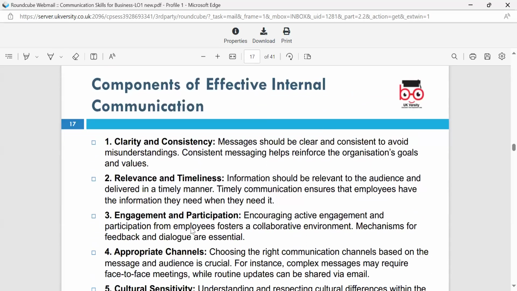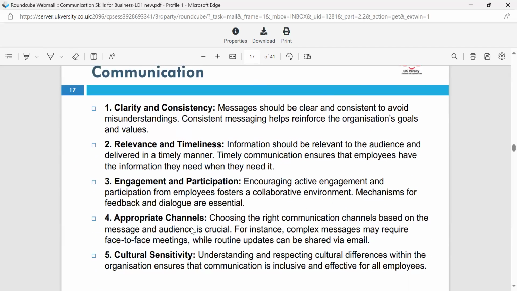So, components of effective communication. Number 1 is really important: clarity and consistency. Messages should be clear and consistent to avoid any misunderstanding by the receiver or the sender. They need to be clear. They should be relevant and timely. So information should be relevant to the audience, delivered in a timely manner. And engagement and participation: encouraging active engagement and participation from employees fosters a collaborative environment.